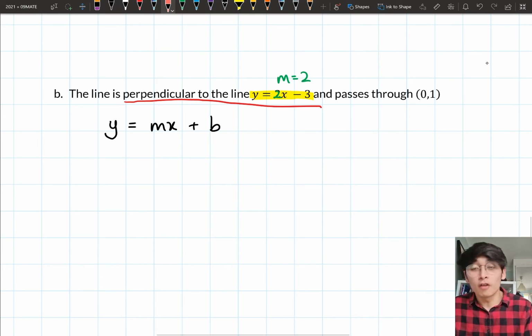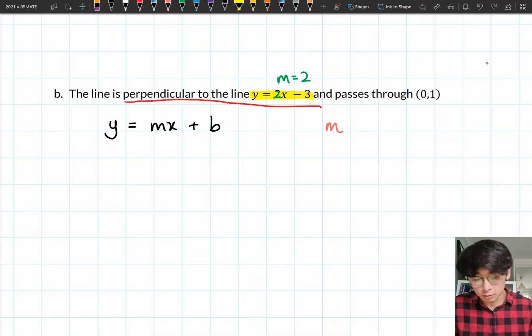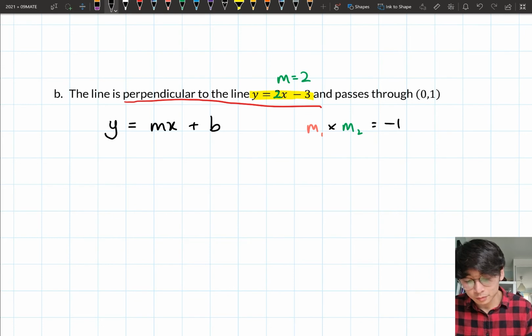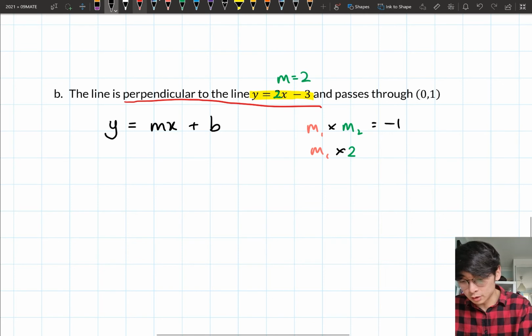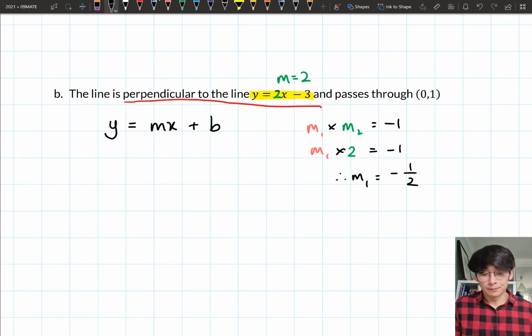So if I want to find the gradient of my line, there are two ways that we can do this. We can go, okay, m1 times m2 is equal to -1. And so if my other line has a gradient 2, I can just sub in 2 here. And so I have m1 times 2 is equal to -1. And then divide by 2. So we have a multiply here, so we need to divide to get rid of it. So therefore, m1 is equal to -1 over 2. That's one way you can do it. That's using that condition that we saw earlier in this lesson.